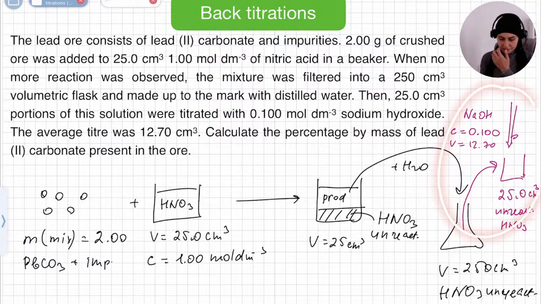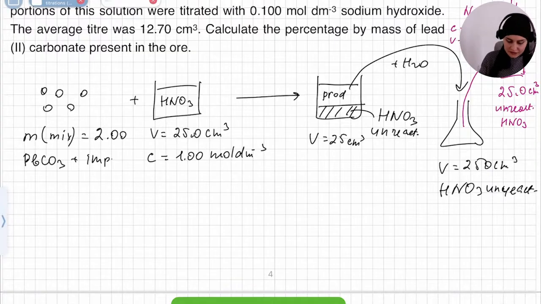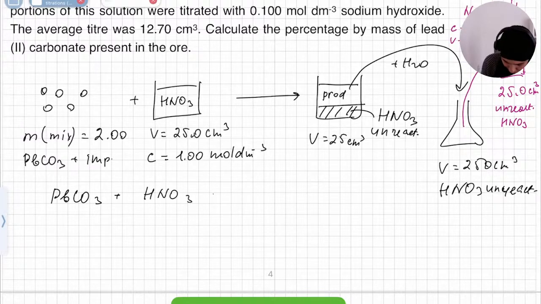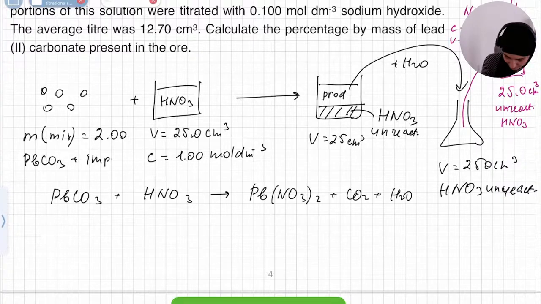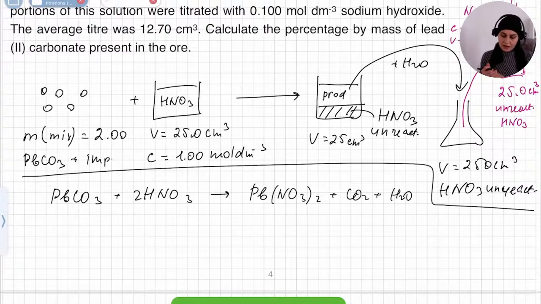Yeah, so first I would find how much, oh, actually, no, first let's write down the reactions. So this reaction of lead carbonate with HNO3, the first reaction, it is PbCO3 and HNO3 gives you lead nitrate, CO2 and H2O. Yeah, that's the initial reaction. It is balanced, yes. And then the second reaction is titration.